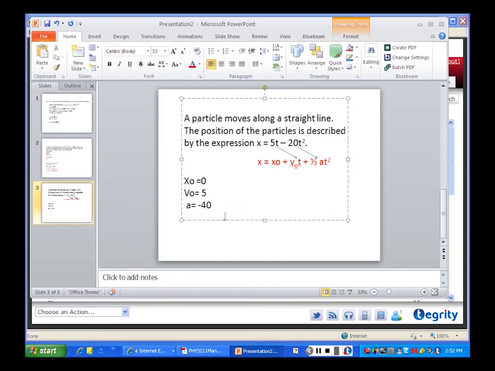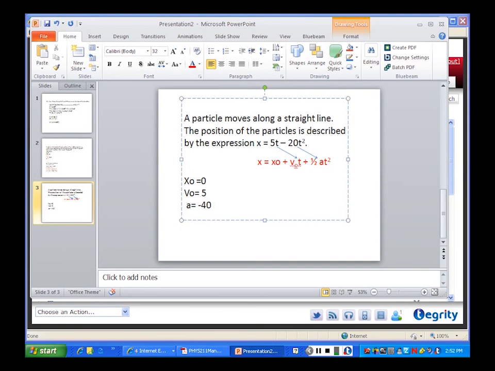All right. So when you come back to the problem in hand, is the particle accelerating? You can say, well, sure, there's a value of a, but it's negative, so we're slowing down. What is the value? You've got it, minus 40. What's the initial velocity? It's 5. Starting point is 0. Okay.